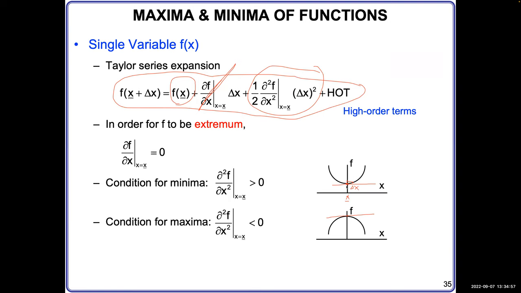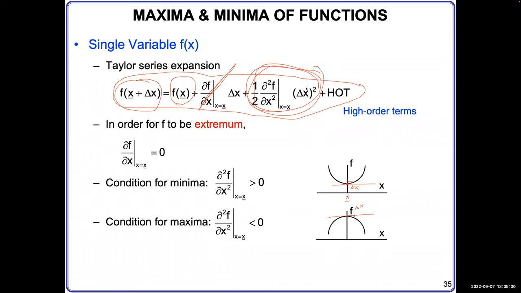On the other hand, if you go at delta x here and you find this second order term gives a negative value, then you are actually going away from the peak. You go away and it makes this f value smaller. So that means you are at the x underscore, you are actually at the maximum value.